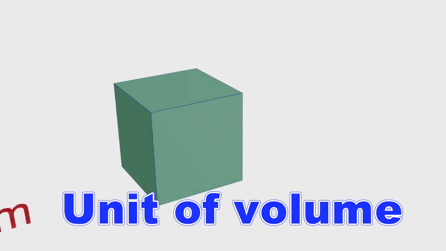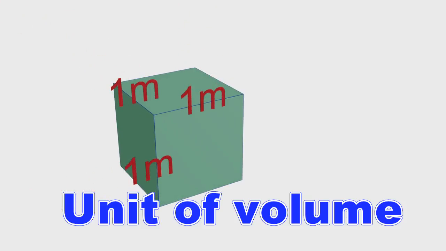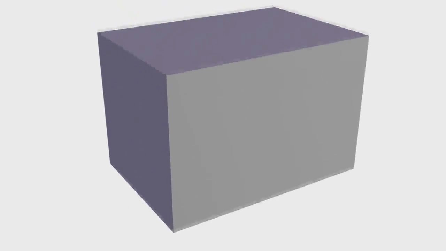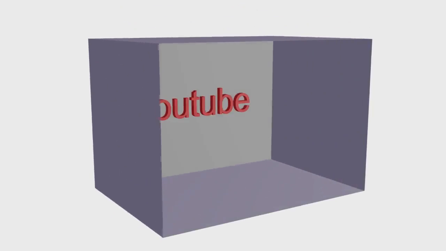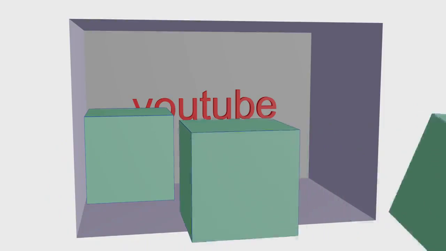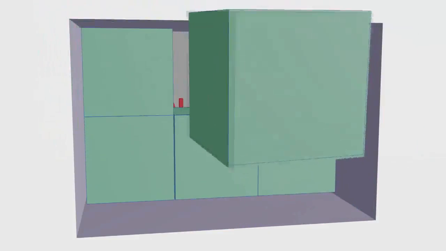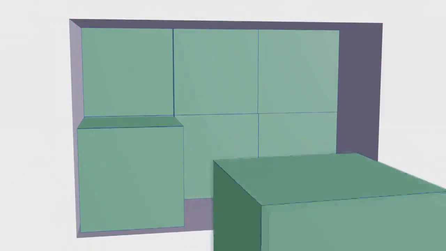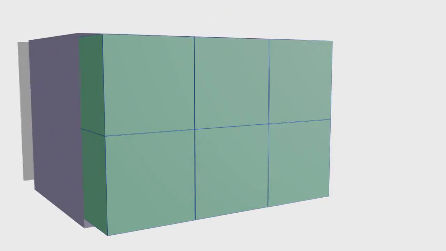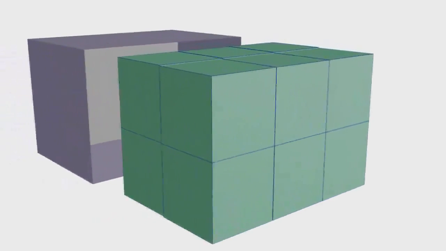Similarly, the unit of volume is cubic meters. That is, a cube whose all sides are equal to 1 meter. To properly understand volume, it is better to imagine that the inside of an object is empty. We have to put the cubic meter in it. You can see that the volume of the object is equal to 12 cubic meters.